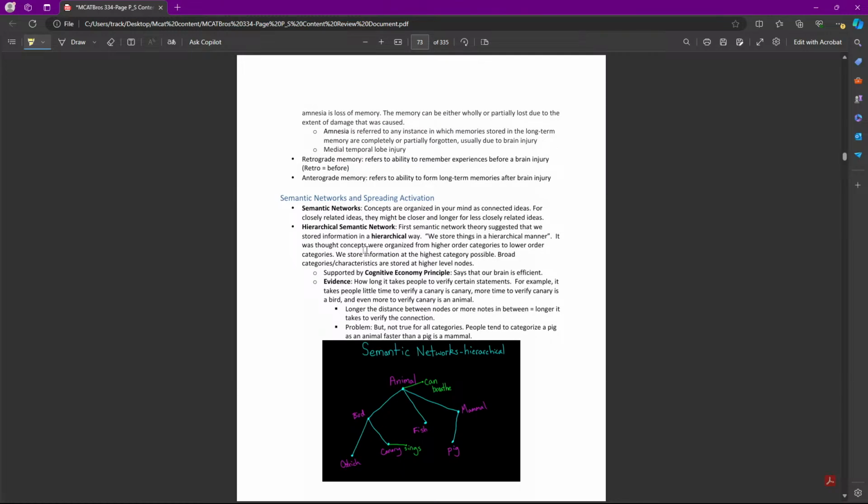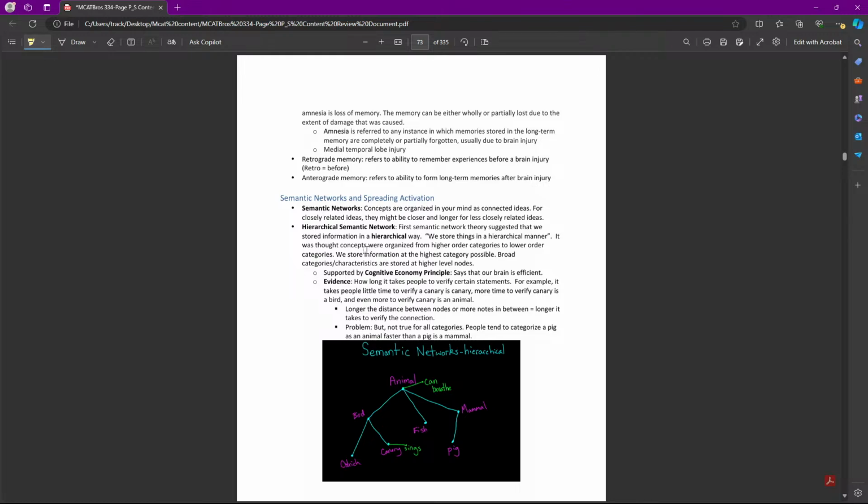So, let's continue with semantic networks and spreading activation. Semantic networks are concepts that are organized in your brain as connected ideas. Closely related ideas might be closer together, and less closely related ideas farther apart. We have a hierarchy of semantic networks. Semantic network theory suggests that we store information in a hierarchical manner.